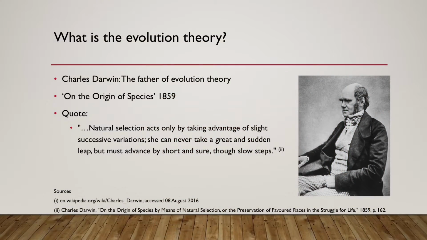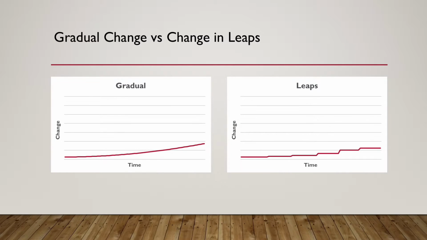Alright, now let's look at this test case on the evolution theory. Evolution theory was presented by Charles Darwin in his book On the Origin of Species in 1859. What this theory tells us is that small changes over time, in small steps, lead to an evolution of species. These changes have to be in small steps, and over long periods of time. It cannot be in very strong leaps.